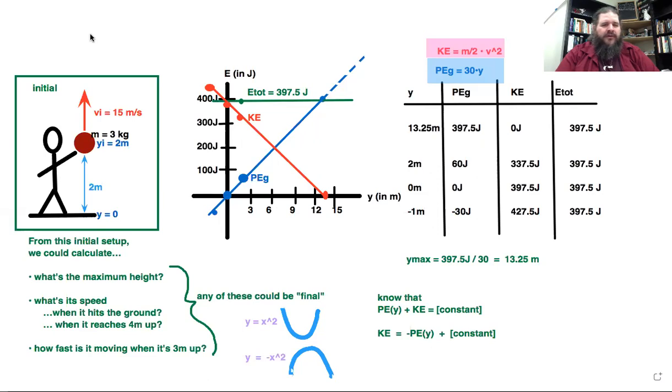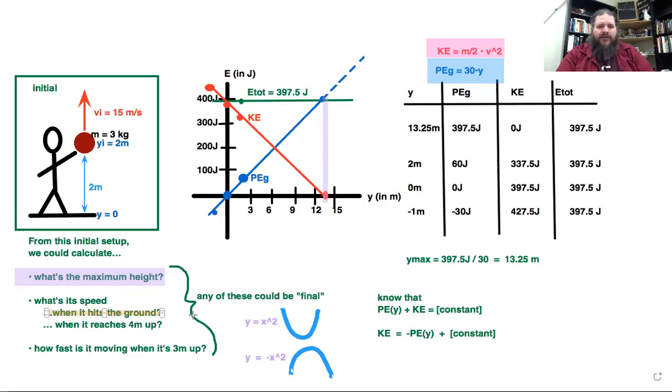And one of the useful results of this is we can now use this graph. Note that this graph doesn't just show some initial value and some final value. This graph shows all the in-between values. So we can use this graph if we want to answer some of these other questions. For instance, what's the maximum height? We found that as the location where kinetic energy is 0 and potential energy reaches its maximum, 13.25.